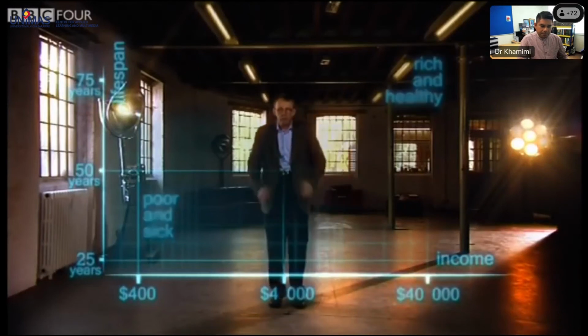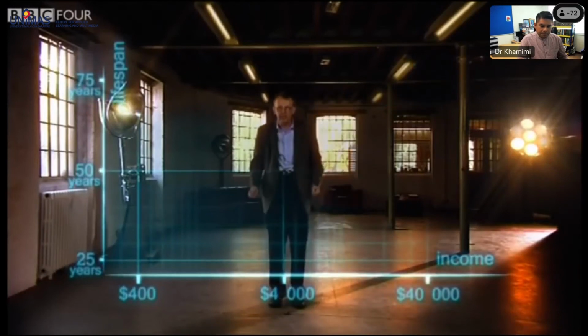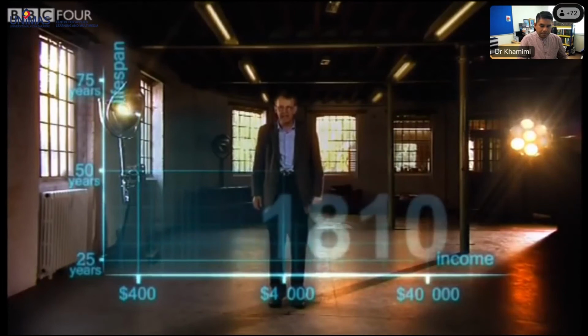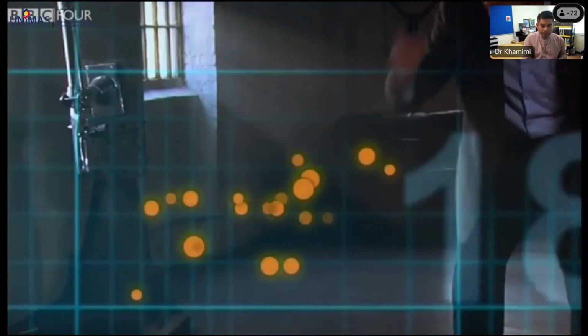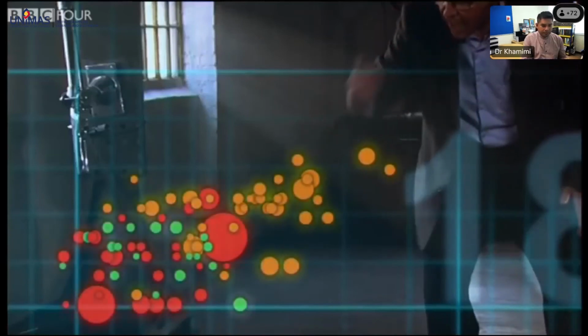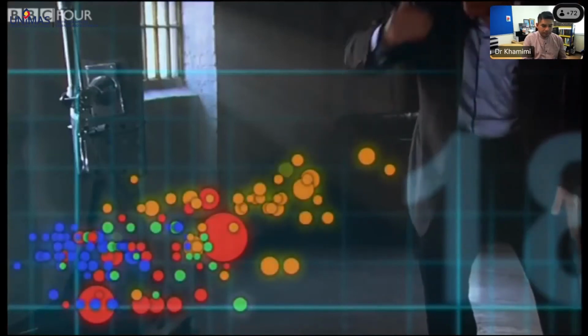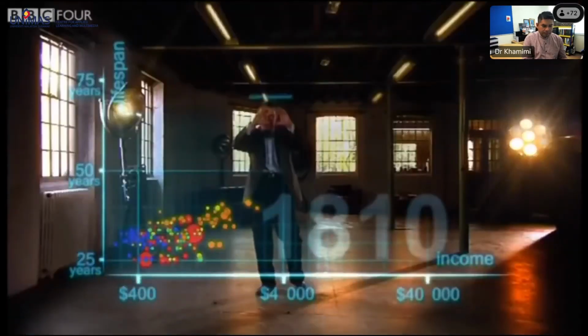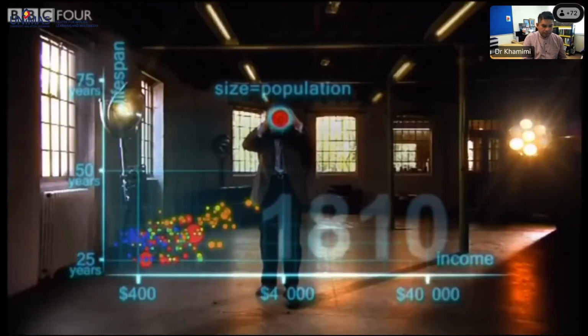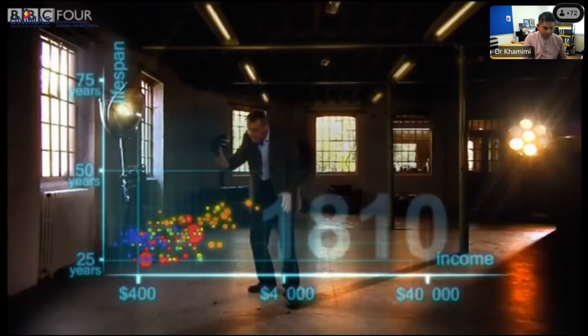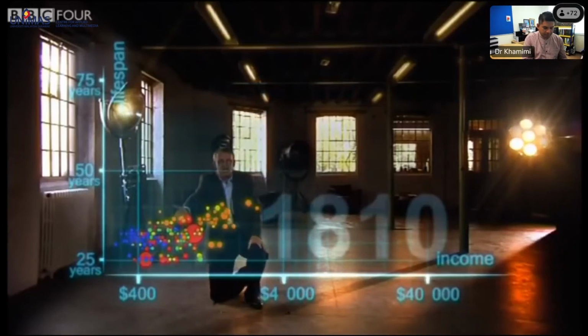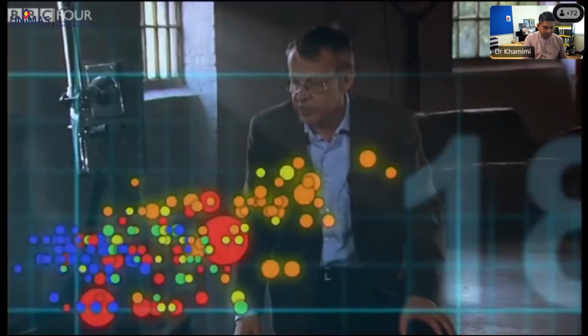Now, I'm going to show you the world 200 years ago, in 1810. Here come all the countries. Europe brown, Asia red, Middle East green, Africa south of Sahara blue, and the Americas yellow. And the size of the country bubbles show the size of the population. And in 1810, it was pretty crowded down there, wasn't it? All countries were sick and poor.